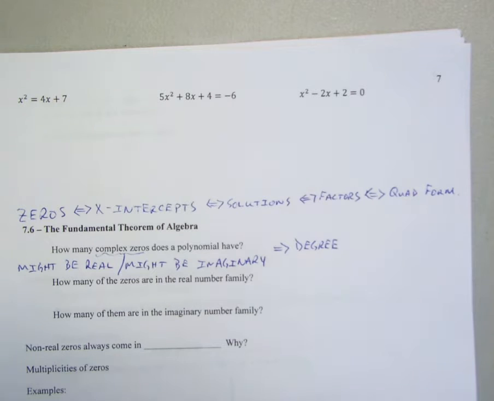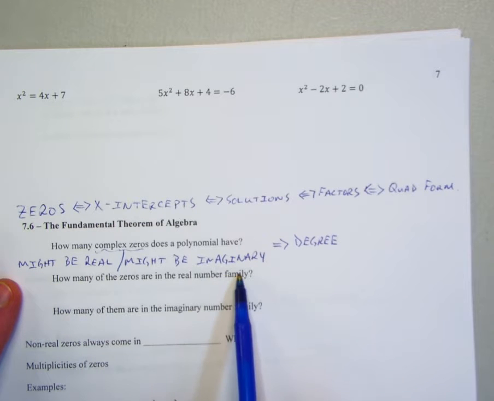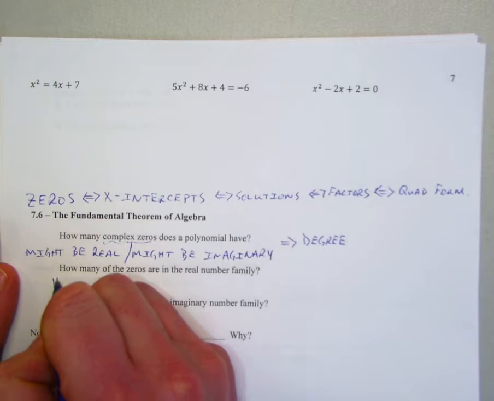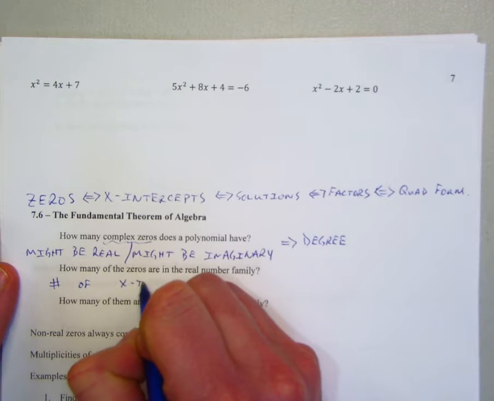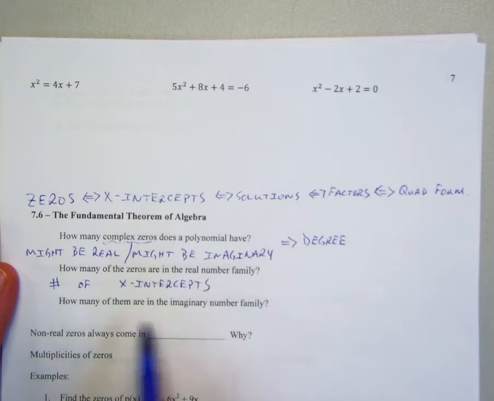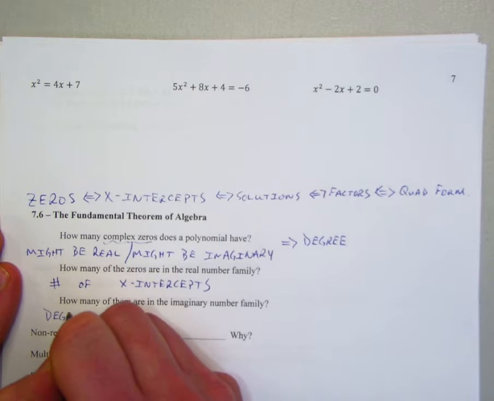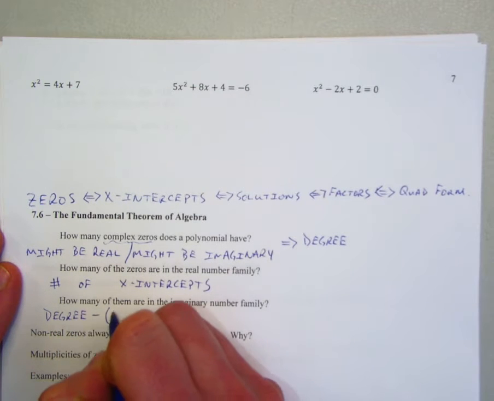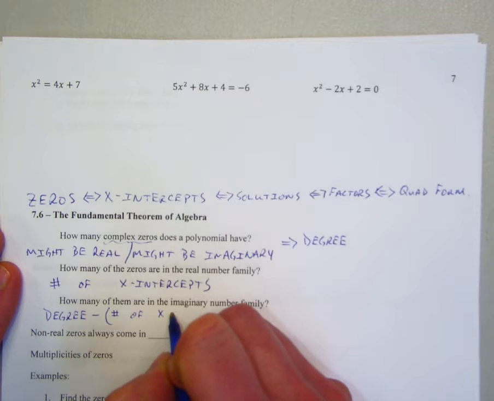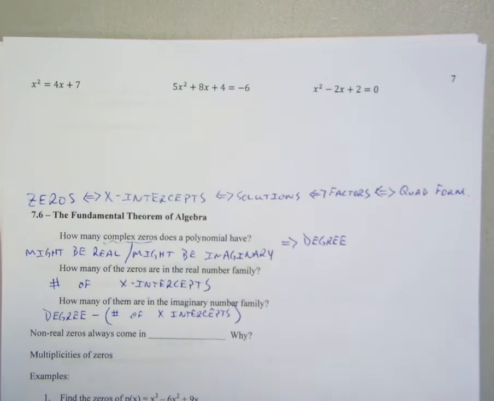The follow-up question to that is, all right, now that I know how many zeros I'm looking for, I want to know how many of them are real numbers and how many of them are imaginary numbers. So to answer that question, how many of the zeros are in the real family? Well, that's where your graph comes in. This will be the same as your number of x-intercepts. So graph it on your calculator, and it will tell you. How many of them will be in the imaginary family? Well, whatever ones are not real have to be imaginary. So if you take your degree and you subtract your number of x-intercepts, you'll get your number of imaginary zeros.